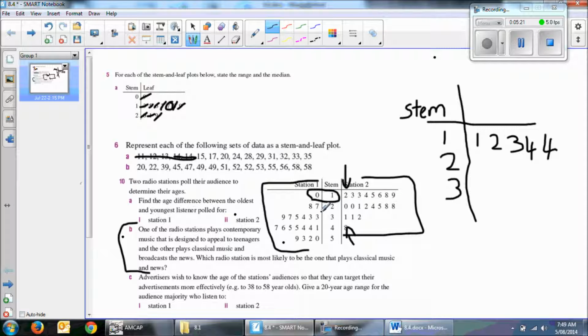It's also important to note that this radio station's listeners increase after the age of 20. Okay, that could be a hint for you.